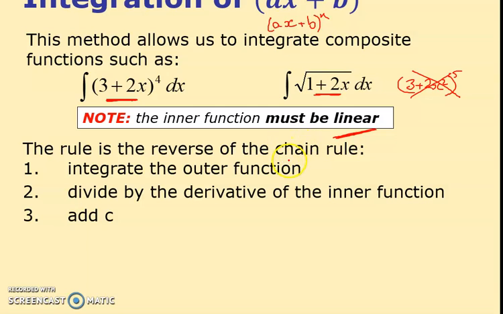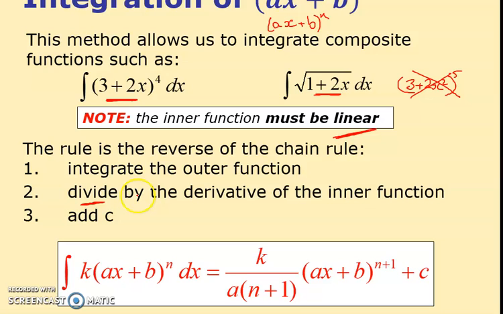This rule will only work if this is a linear thing, so no to this. And the rule is the opposite of what we saw before. Before we were timesing and then knocking off a power and then timesing by the inner power. So everything we do is based on that. It says integrate the outer function, divide now by the derivative and add a constant. So let's do an example. Oh, this is the posh formula.